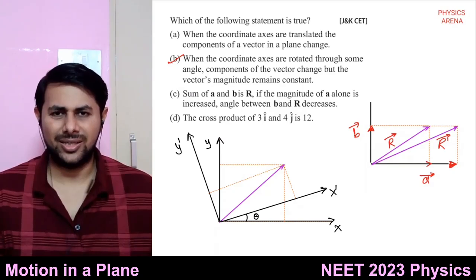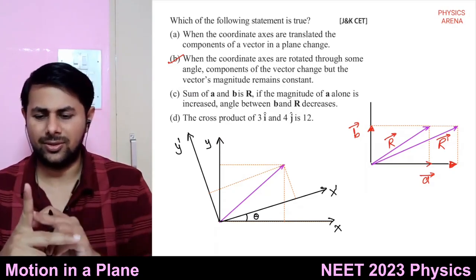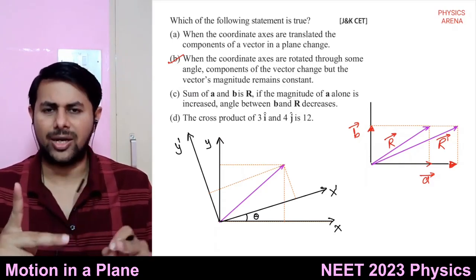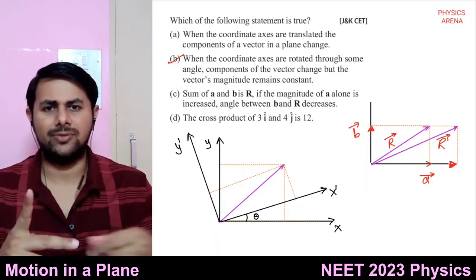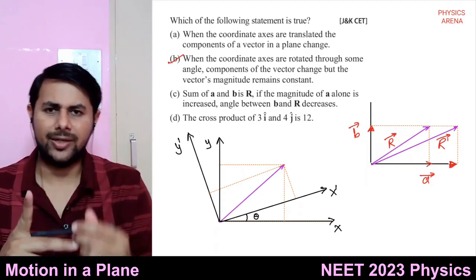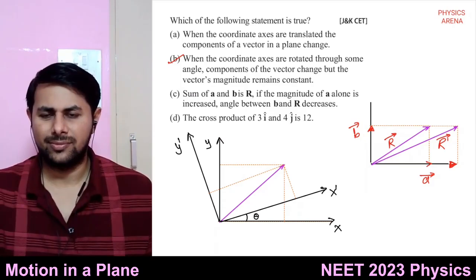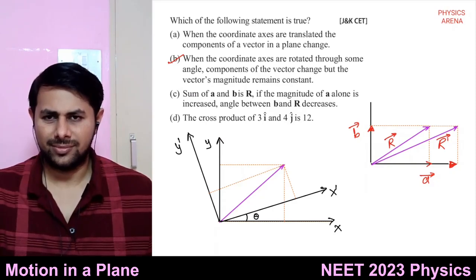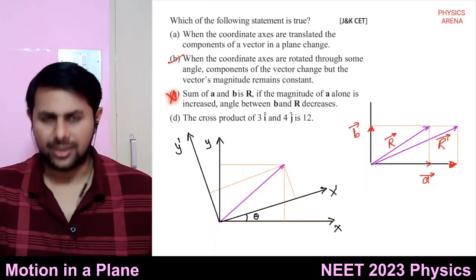You can think of it as forces. There are these two forces, say this force is 3 newtons and this one is 5 newtons. The resultant will be something like this. Now if you increase this force, the resultant will bend towards the increased force, right? Yes, sir. So that's why this is incorrect.